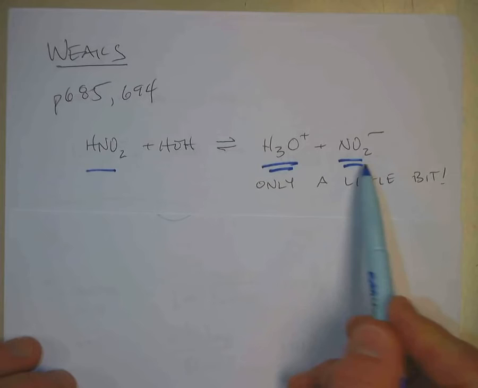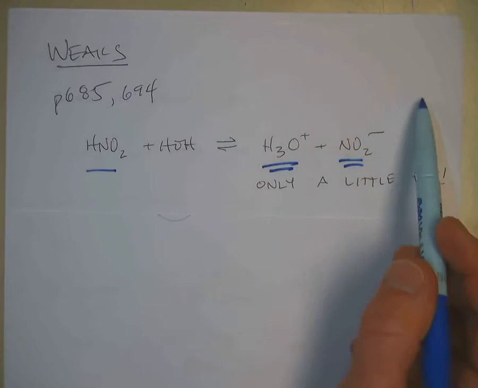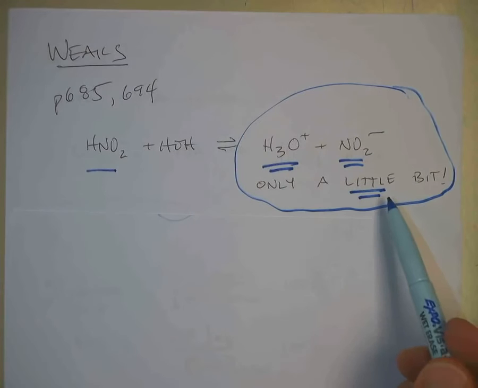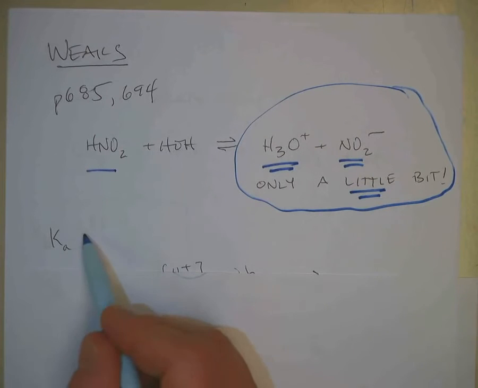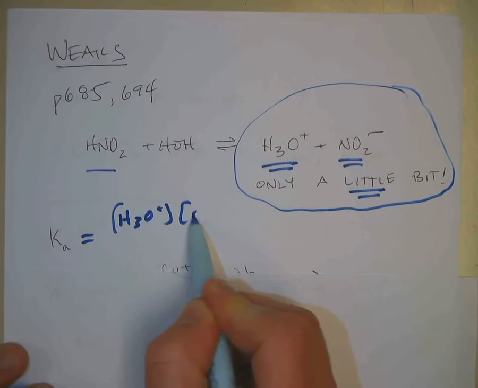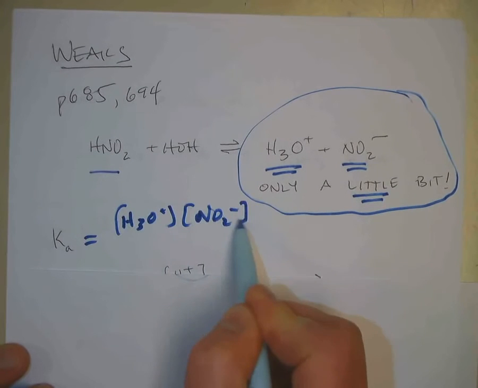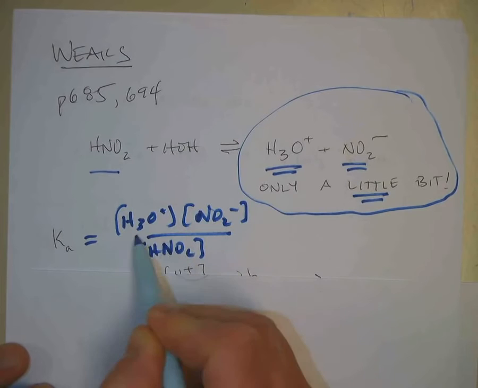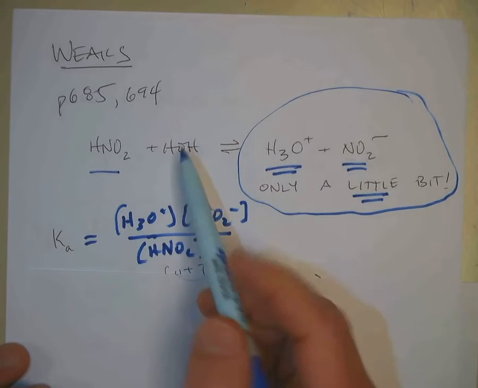forms H3O plus and NO2 minus. But it only forms a little bit of these. In other words, if you write the K expression for this, you write it as H3O plus times NO2 minus divided by HNO2, okay? And you ignore the water because it's a pure liquid.